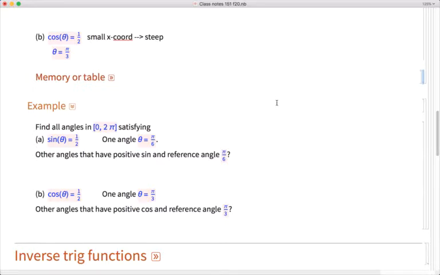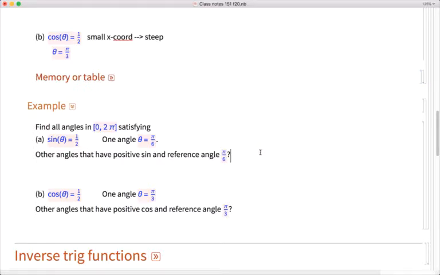But now we're going to stretch this out, and we're going to say, okay, now what we want to know are all of the angles that satisfy sine theta equals a half, but in the interval from 0 to 2 pi. So we found one angle already. It was pi over 6. So the question is, are there other angles that have a positive sine value and a reference angle of pi over 6? And in fact, there is another one.